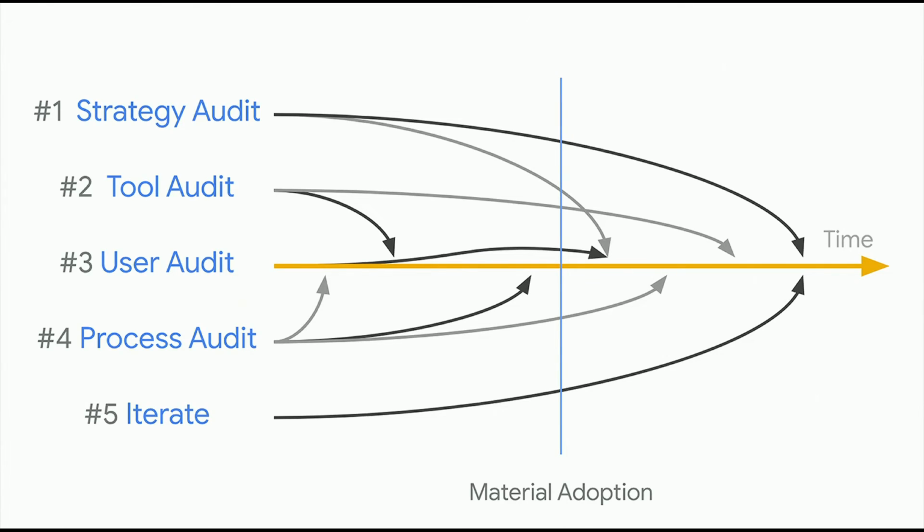A user audit, number 3, can be a combination of logs analyses. It can be surveys or qualitative work to make sure that you actually understand both the users of your product as well as the team who's developing it. Number 4, a process audit can be where you track things like commits, issues, and bugs, where you focus on things like velocity. And of course, when you iterate, number 5, you give yourself the opportunity to reflect, to change, and to improve wherever you can, given the findings from each of these.